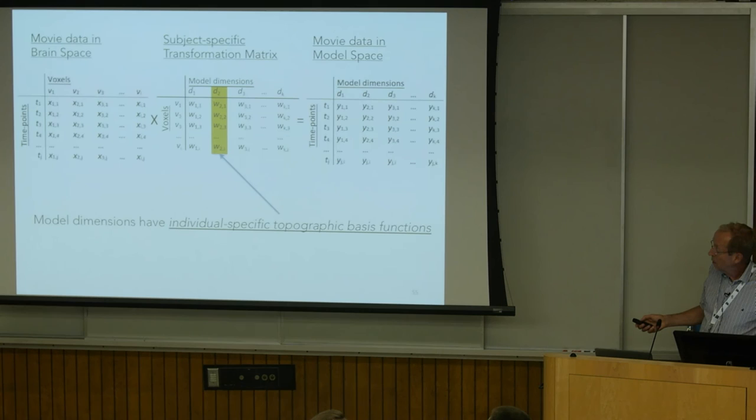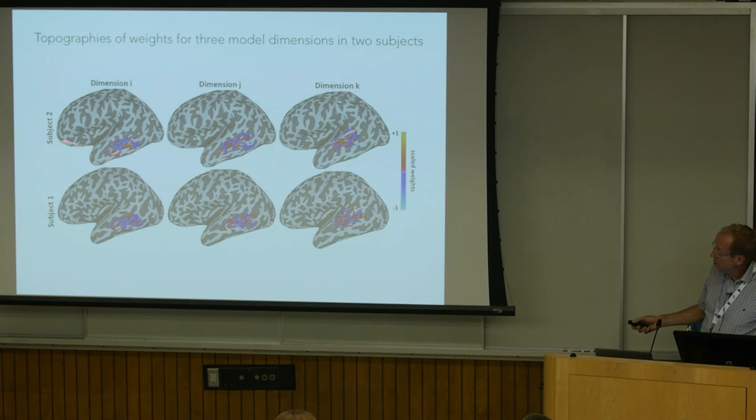So this column in the transformation matrix, which is the column for a dimension, has a set of weights, a different weight for each voxel. And you can view this as a pattern of weights in the subject's brain space. So this is two subjects' data with three arbitrary dimensions that come from lateral temporal cortex. And you can see that the pattern of weights for subject 2 and subject 1 are quite different from each other. Okay?